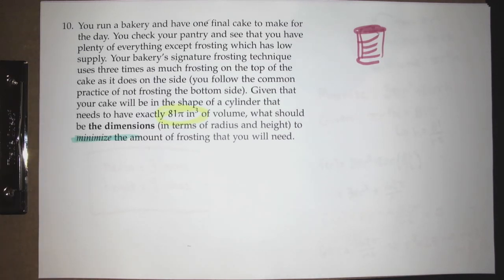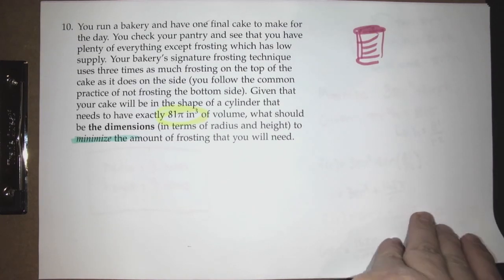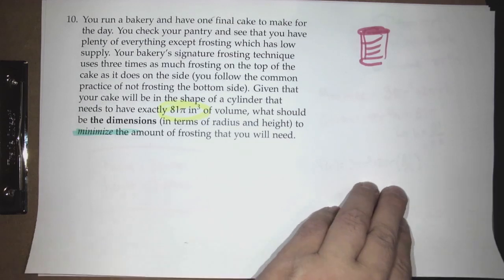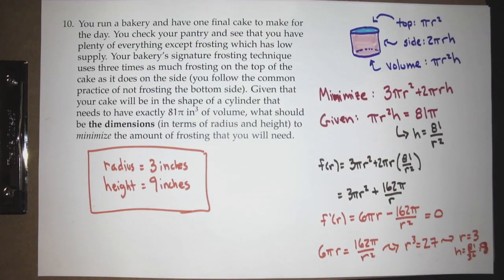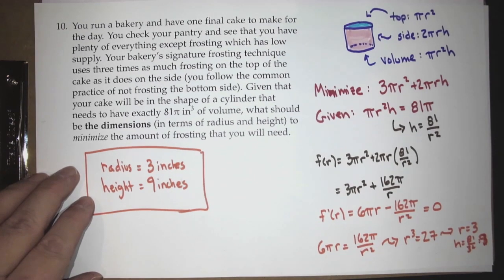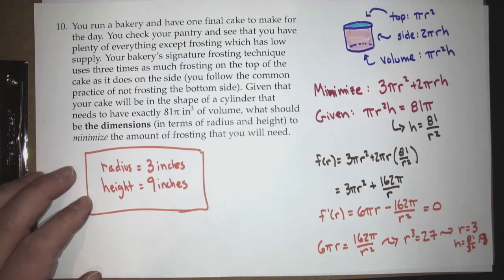I'll give you a hint. It's a whole number. 6. Give you a hint. It's a nice number. 9. Yes, it's a cake of height 9. Radius is 3. In some sense, you probably can guess the answer, but we don't care so much that you guess the right answer. We care that you do the right process.